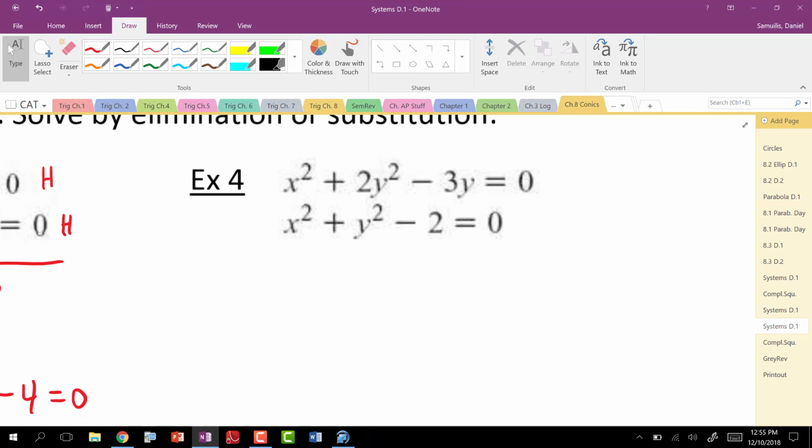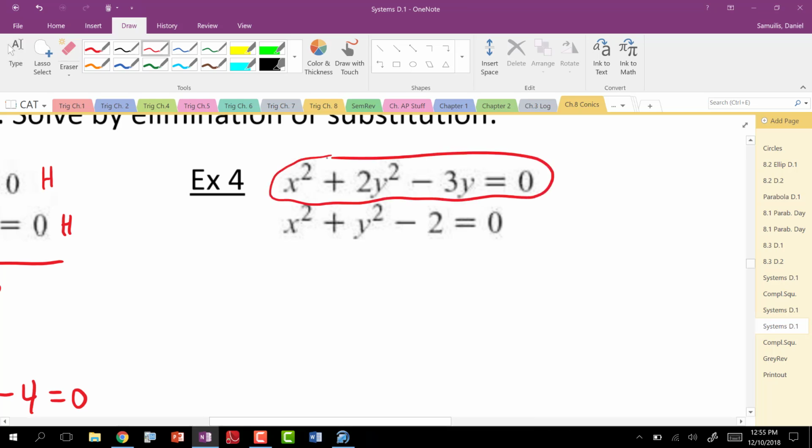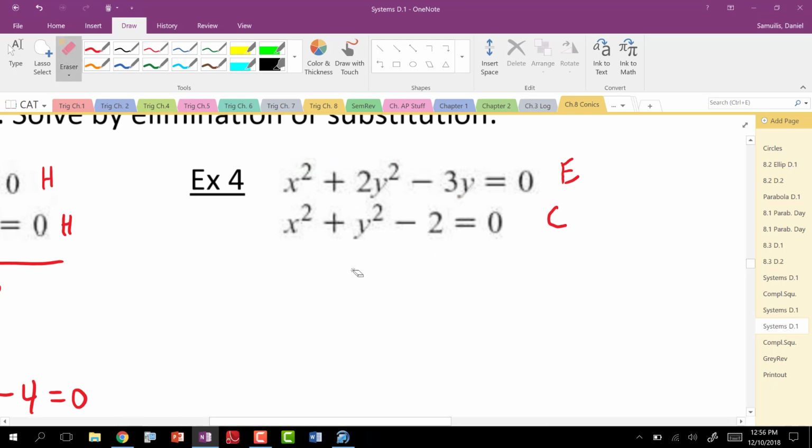All right, so here we go. What's this? What's this? What's this? Ellipse. What's this one? That's a circle. Just for fun, is it ready for substitution? Not quite.